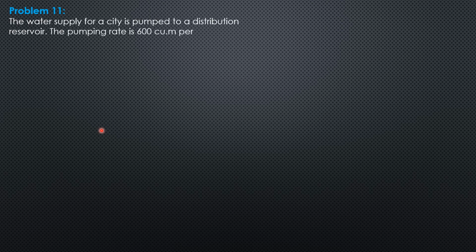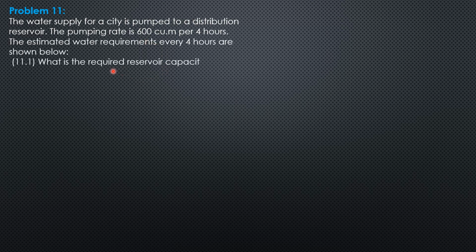Example 11, this is the last. The water supply for a city is pumped to a distribution reservoir. The pumping rate is 600 cubic meters per 4 hours. The estimated water requirements every 4 hours are shown on the table. What is the required reservoir capacity?